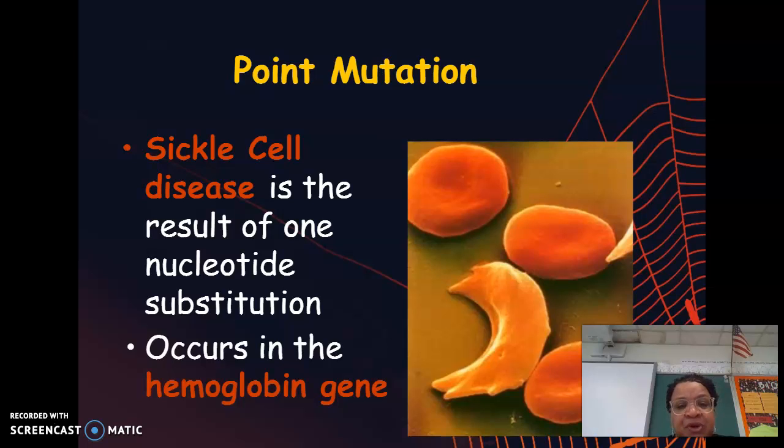An example of a point mutation would be sickle cell disease. It occurs because of one single nucleotide substitution in the hemoglobin gene. As you know, the hemoglobin delivers oxygen to your cells, and if it can't deliver oxygen, it's because the red blood cell is shaped like a sickle or like a quarter moon. So it doesn't give all of your cells that needed oxygen.